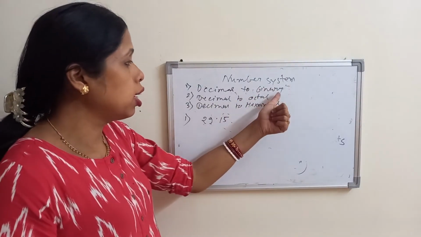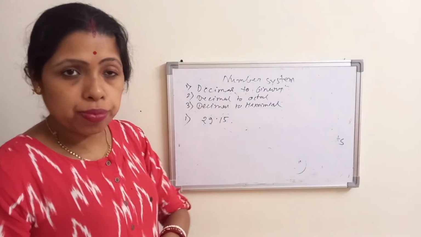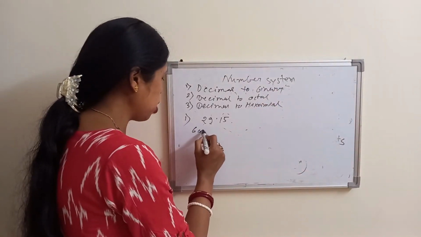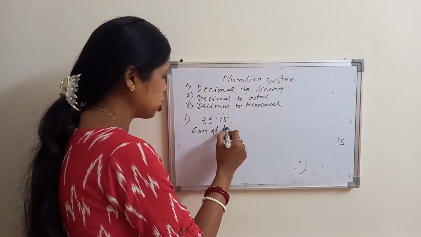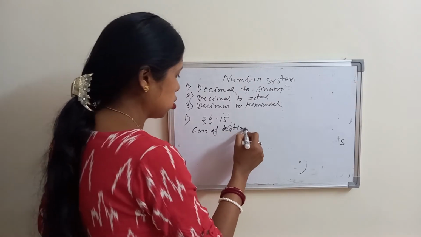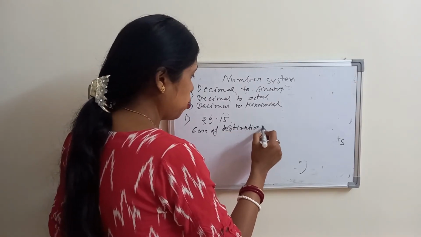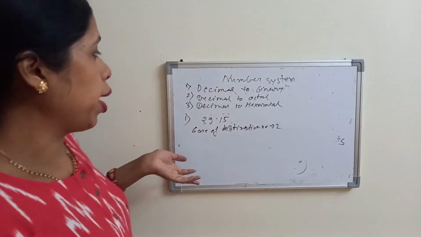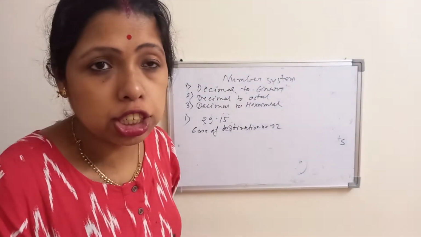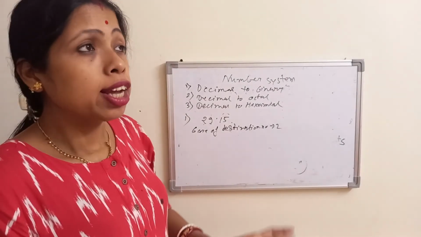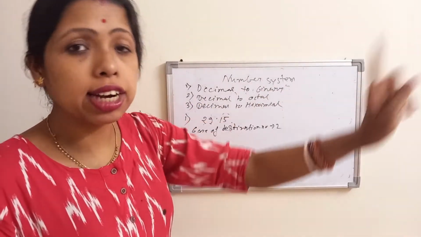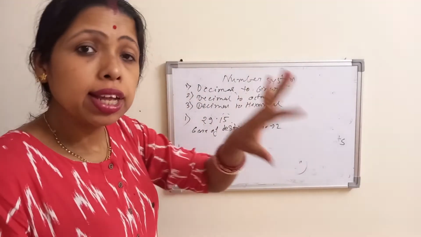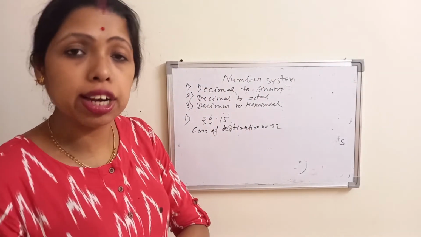So you have to check the base of the destination number. The base of this destination number is 2. Okay, so if you want to convert decimal to any other number system, you first need the base of that other number system. The decimal number should be divided by that base.